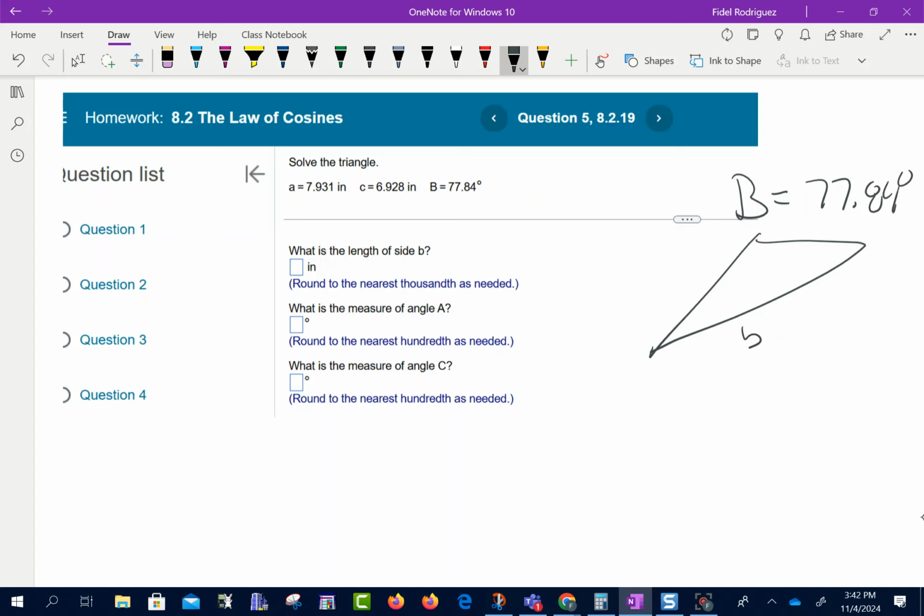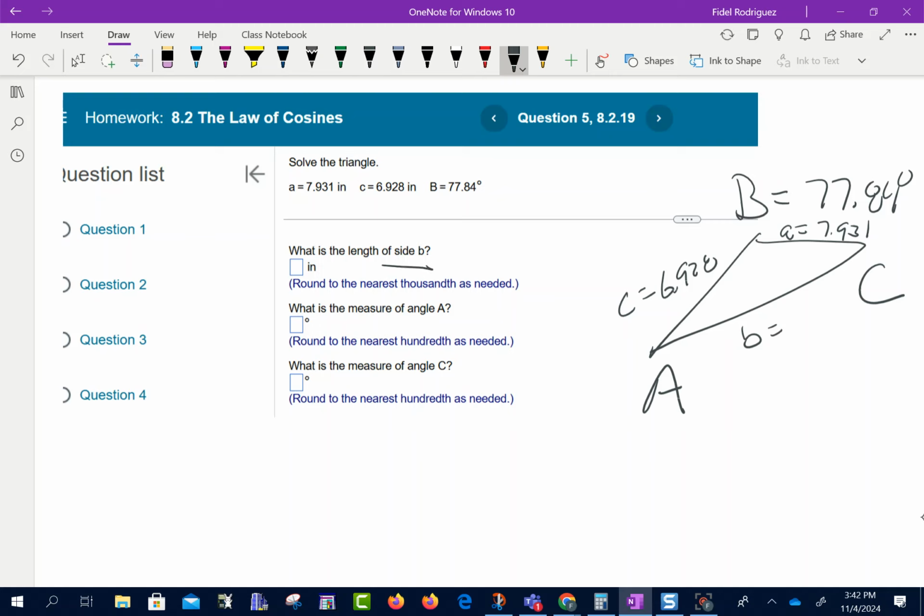Okay, so that means that's going to be the little side B. Okay, y'all, we know the little side A is 7.931. So this will be my angle A. And we know the side for C is going to be 6.928. So that'll be my angle for C. Okay, so y'all, it's asking us to find a couple of things.